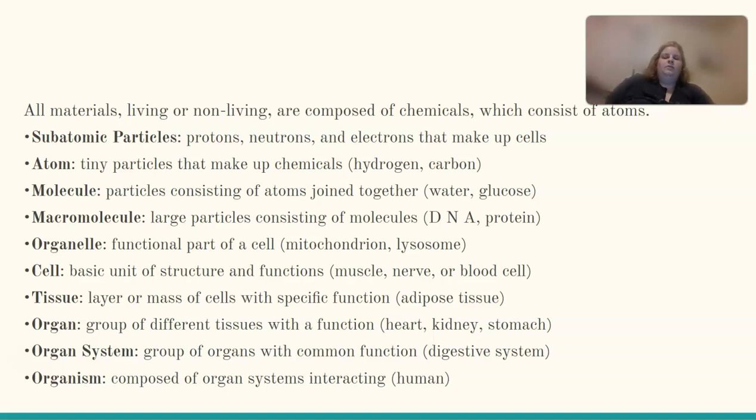And then a whole bunch of tissues make up an organ. So a group of different tissues with a function make up organs. So like your heart is made up of different tissues, so are your kidneys, so is your stomach. And then a group of organs with a common function makes up an organ system. So like your digestive system has your stomach, your intestines, your colon, all of those things, and it helps push and digest your food out. And then finally, all of your organ systems make one big organism. In this case, we are talking about the human body.